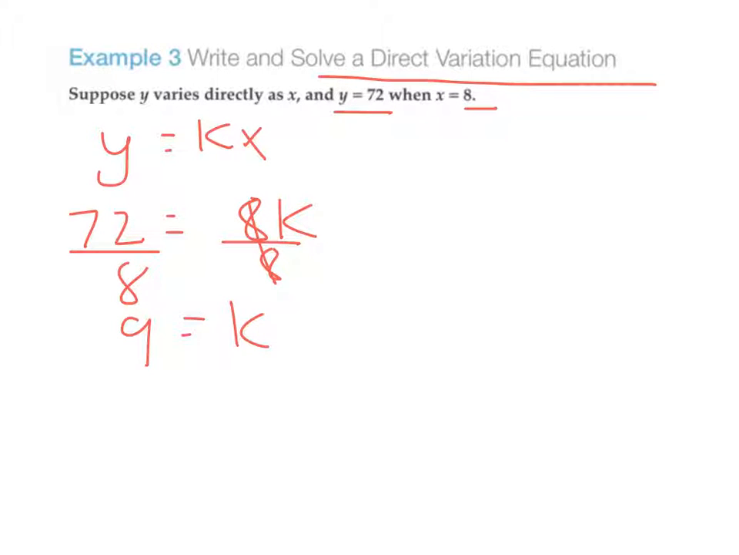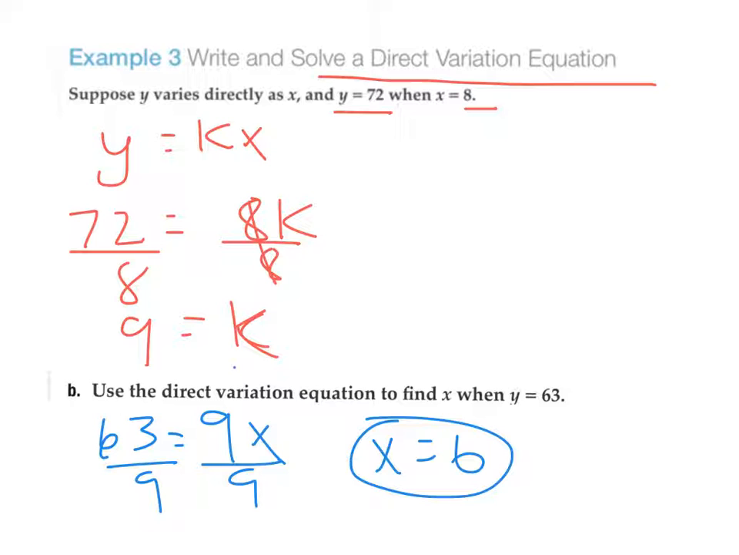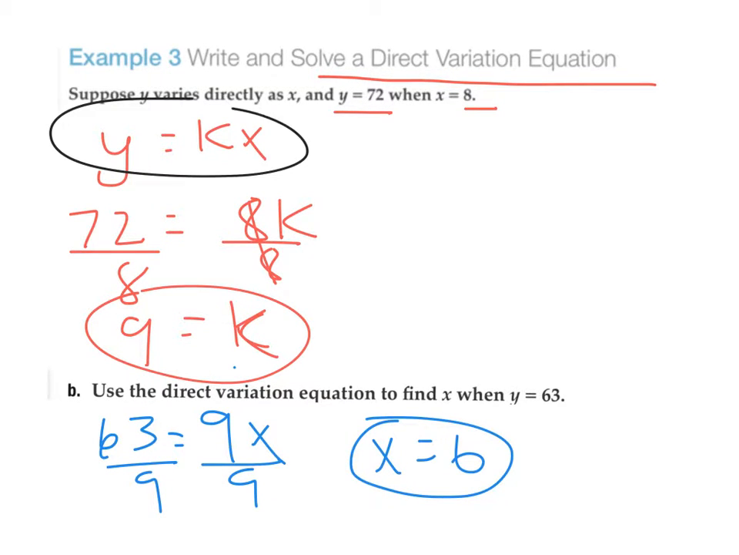Now that we know the direct variation is 9, we can solve by putting in when y equals 63, and we know the direct variation is 9, we want to know what x is. So now we have 63 equals 9x, so if we divide by 9, we would get x equals 6. So we can find x, we can find y, or in this case we can find k by just using this formula for direct variation.